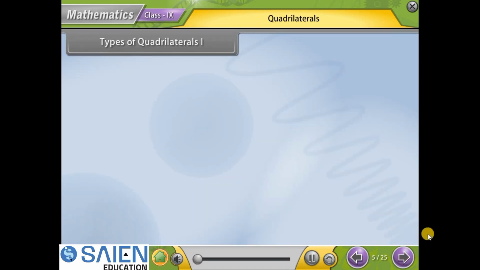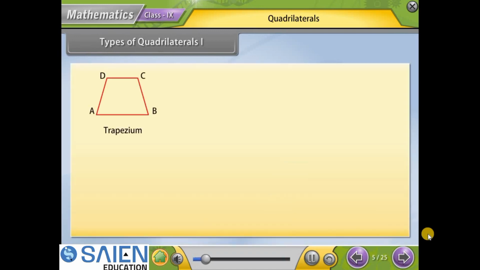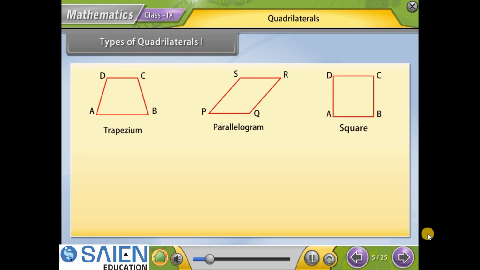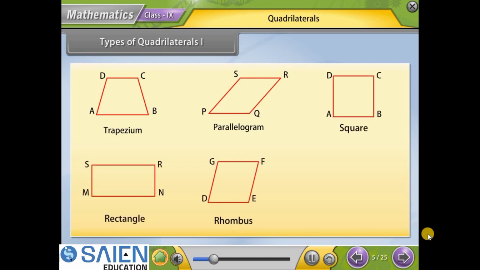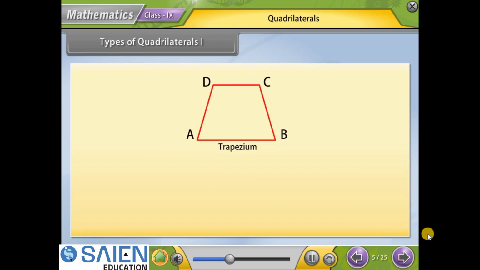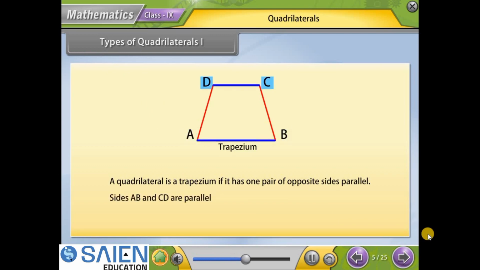Types of quadrilaterals. There are different types of quadrilaterals like trapezium, parallelogram, square, rectangle, rhombus, and kite. Look at these figures. We will go through them one by one. First one is trapezium. A quadrilateral is a trapezium if it has 1 pair of opposite sides parallel. Here opposite sides AB and CD are parallel, so ABCD is a trapezium.